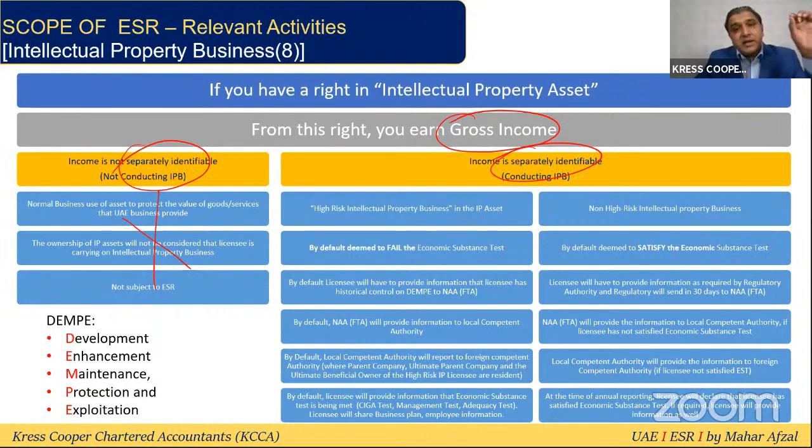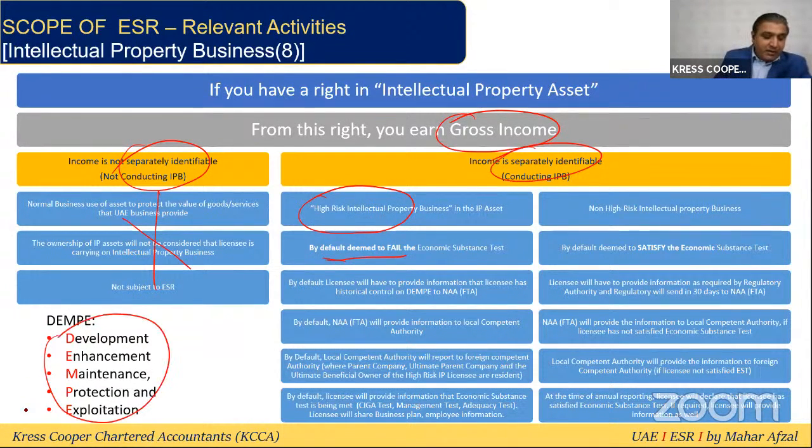And if the licensee can identify separately identifiable income, then we need to look at whether the asset is a high risk asset. Then we say the licensee is involved in the high risk intellectual property business, or the licensee is involved in non-high risk. If the licensee is involved in high risk intellectual property business, then by default the licensee will be deemed to fail the test. The licensee will have to provide all this information, development, enhancement, maintenance, protection, exploitation, to the National Assessing Authority. The National Assessing Authority by default will provide this information to the competent authority, which is the Ministry of Finance. The Ministry of Finance by default will provide this information to the foreign competent authority.